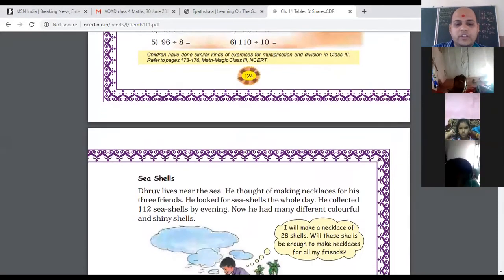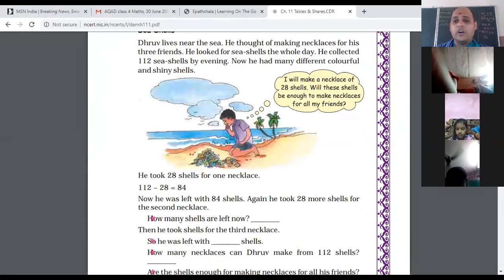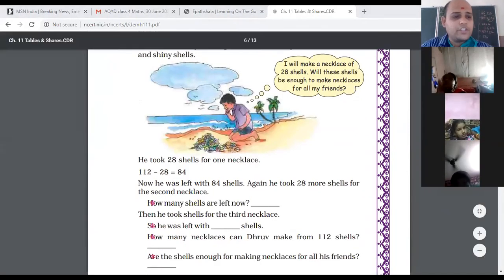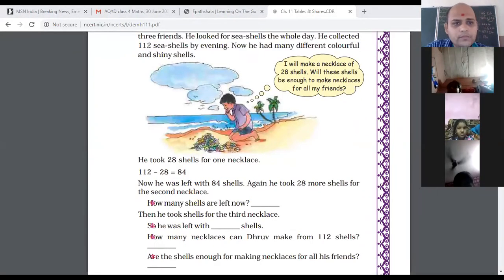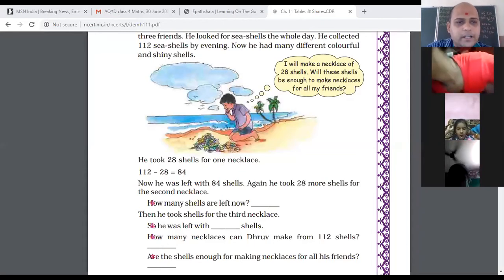Now going to the next one. Dhruv Tiwari, please stop typing unnecessary messages, beta.